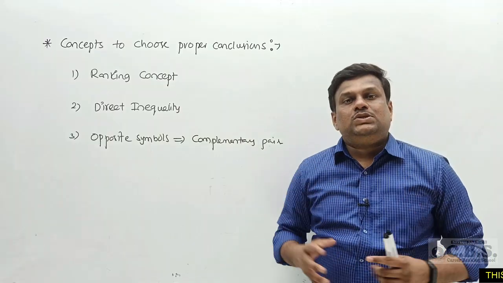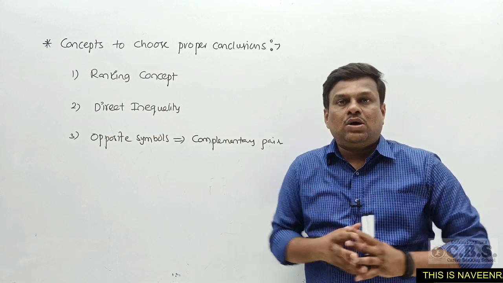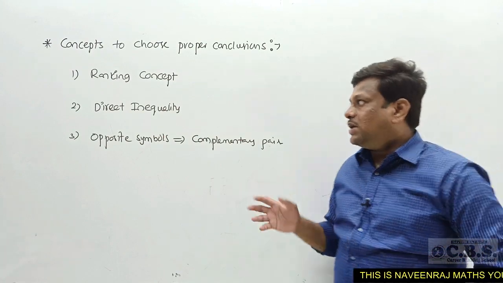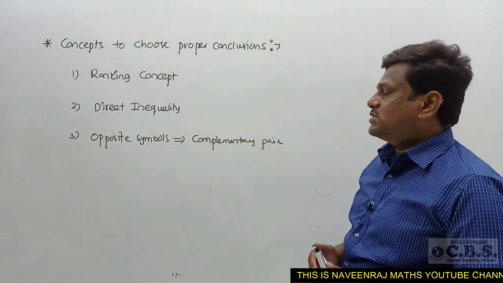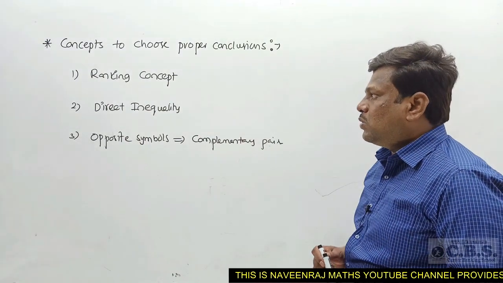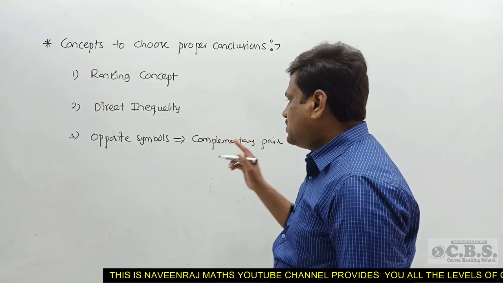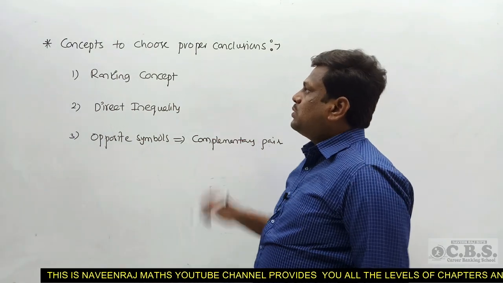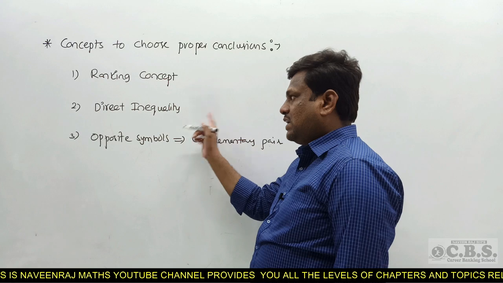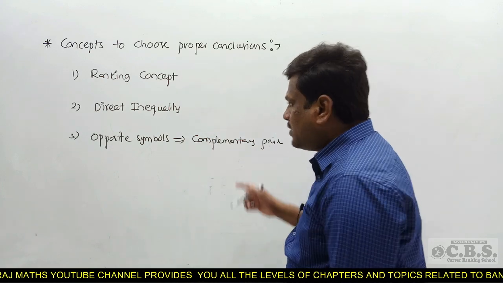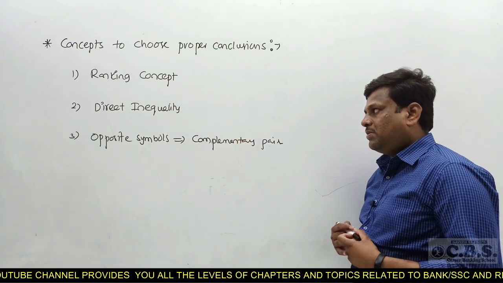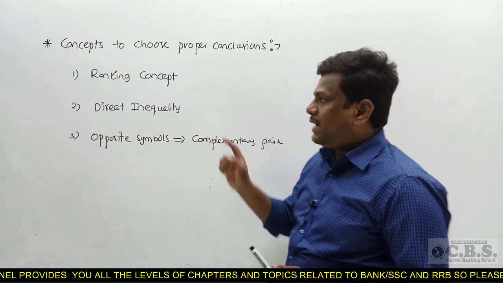Okay, the best concepts to choose which conclusion logically follows: there are three concepts. First, the ranking concept; second, the direct inequality complementary pair; and third, the opposite symbols complementary pair. First I will start with the ranking concept.